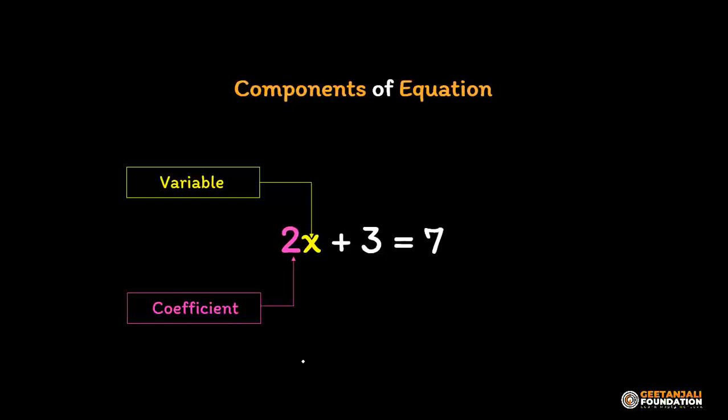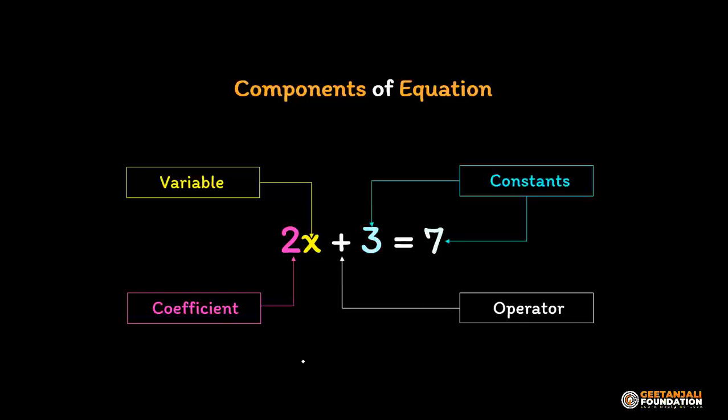Now this is the coefficient of variable x. Coefficient is a number which is multiplied to the variable. Here the coefficient of x is 2. Operator. In mathematics, there are so many operators: plus, minus, multiplication, division, and so on. This is the operator plus. And these are the constants.